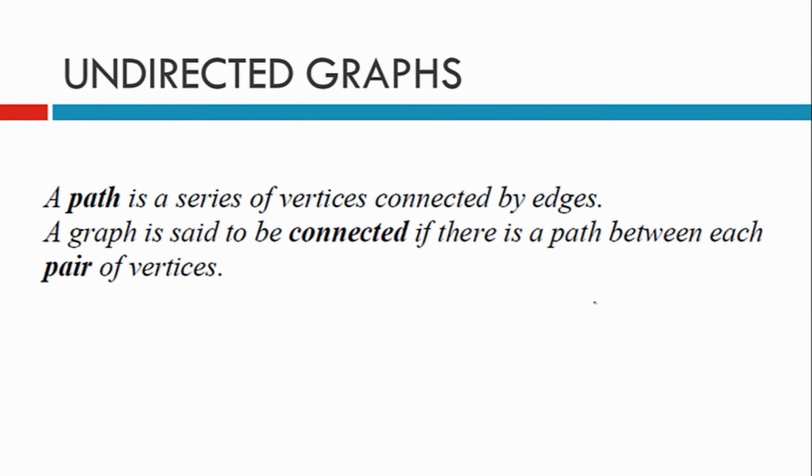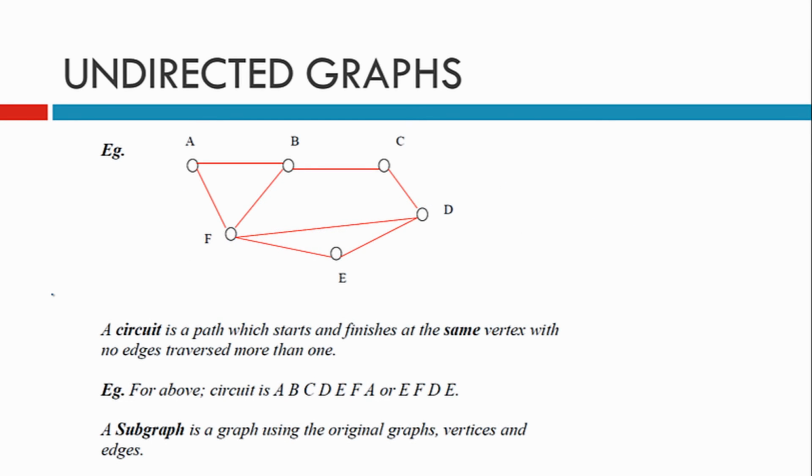Alright, a path. A path is a series of vertices connected by edges. A graph is said to be connected if there is a path between each pair of vertices. Okay, so there's got to be a path between each pair of vertices. So let's have a look at an example. There we go.